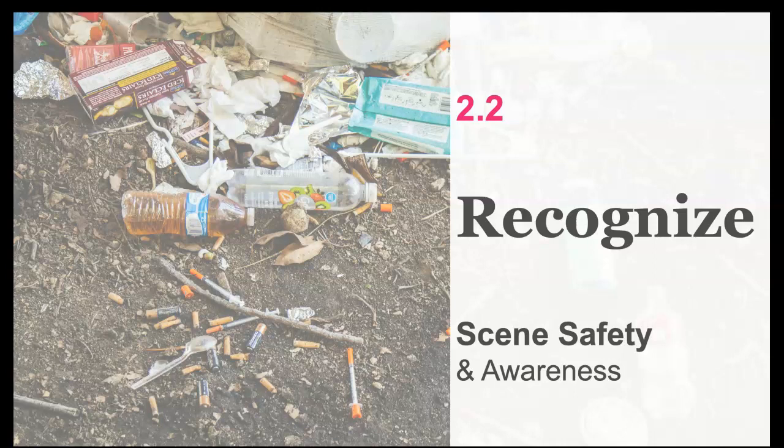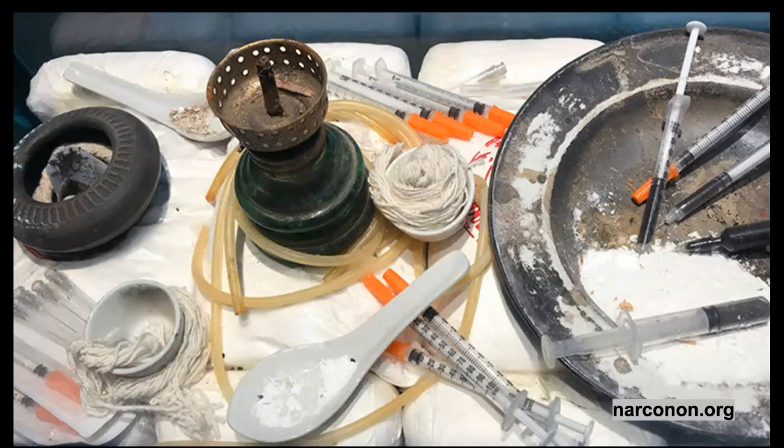The next part of Recognize is scene safety and awareness. Please take a look at this picture for a moment. What do you notice? Needles, syringes, powder, tourniquets, a fire source. These are all things to look for at the scene if you think someone is experiencing an opioid overdose.